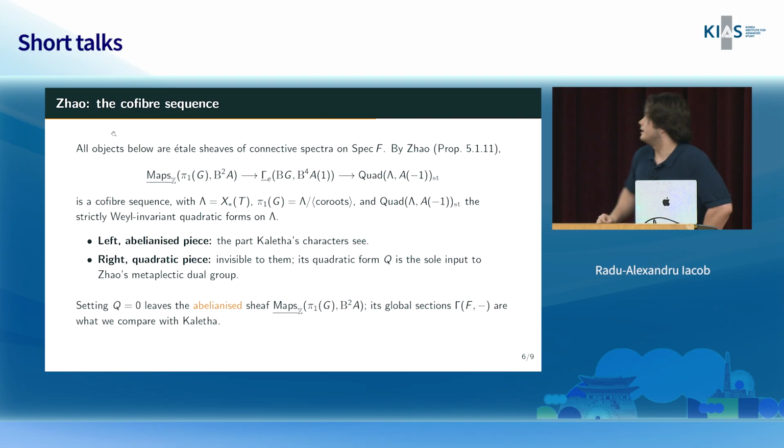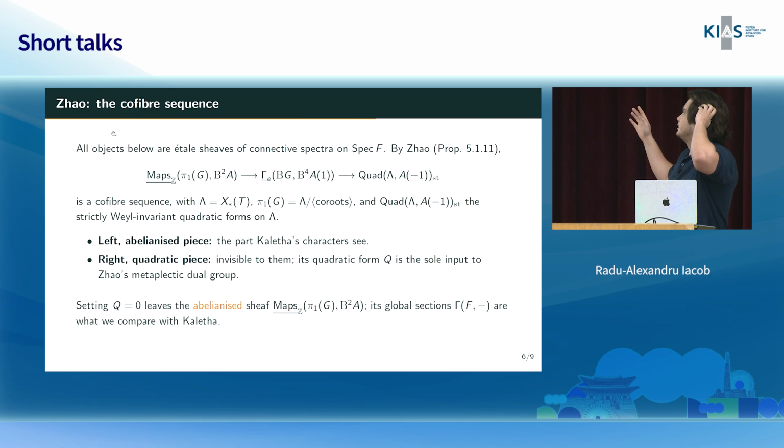But now the idea is that, in Yifei's paper, he constructs a lot more covers than we have on Tasha's side. So in my project, the thing you compare with Tasha's construction is this part on the left. So there is a cofiber sequence of sheaves of connective spectra on Spec F étale. And maybe let's say a bit about the terms. So the first term is the internal hom in the category of connective spectra between pi1 of G seen as a discrete sheaf and the second bar construction of A. And then this quad thing there is just a discrete sheaf of strictly Weyl invariant quadratic forms on gamma.